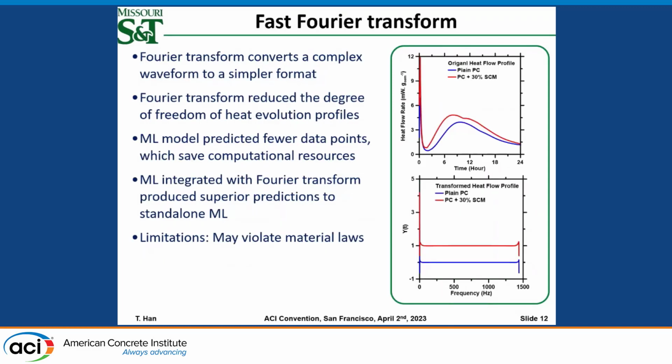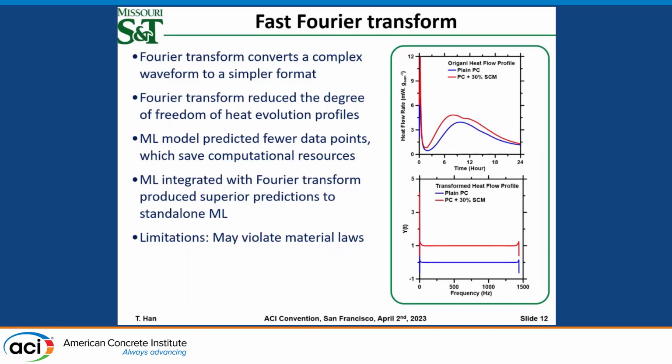The next method is the fast Fourier transform method. Fast Fourier transform is a mathematical method that converts a complex waveform to a simpler format. It's usually used for processing sensor signals. For this method, we basically transform the heat flow rate profile into a simple format, then predict the profile in that simple format, and then transform it back.